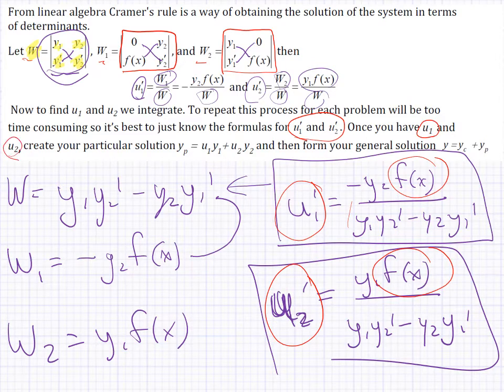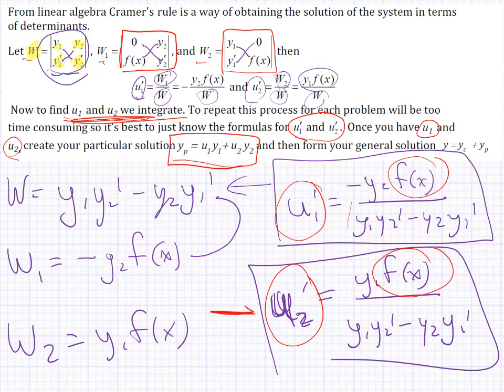Once you find u1 prime and u2 prime, remember, we want to know what u1 and u2 are. Well, that's very simple. If we know u1 prime, u1 is the integral of u1 prime. And if we know u2 prime, u2 is the integral of that. So we find u1 and u2 by integrating. Once we have u1 and u2, then we create our y sub p. If this sounds like a big deal and is going to take a little while, it is. This is not a short process, but you get better at it.